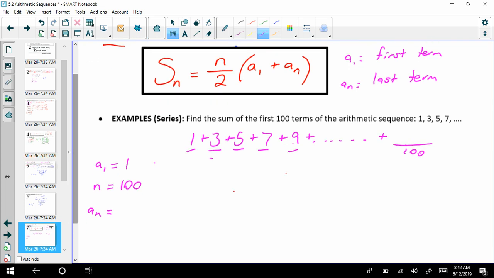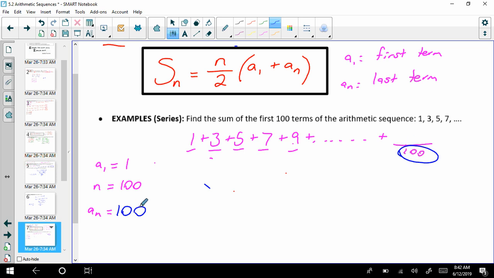And what people have the hardest time with is a sub n. I want to know what is that last term. A typical wrong answer I will see, people will tell me, well, it's 100. No, don't get confused. There's 100 terms. I want to know what is sitting in spot 100. It's not 100. I want to know what is sitting in that spot.